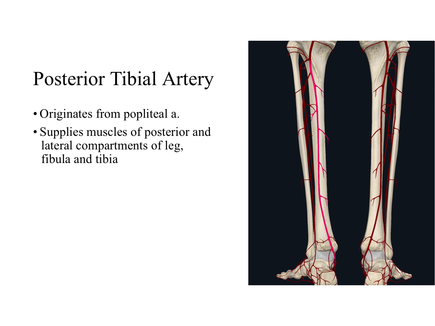Next, we look at the posterior tibial and the anterior tibial. Remember that the posterior tibial and the anterior tibial are branches of the popliteal artery, which is a continuation of the femoral artery. So the posterior tibial artery that we're looking at right here originates from the popliteal artery. It will supply the muscles of the posterior and the lateral compartments of the leg, as well as the fibula and the tibia, and we can see how it wraps around that medial malleolus.